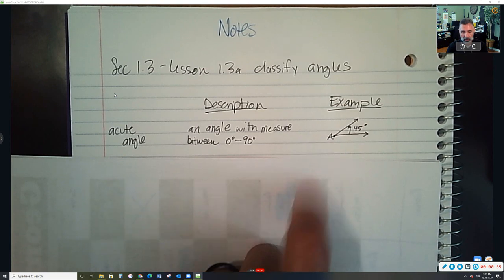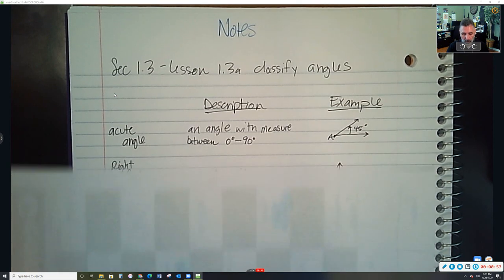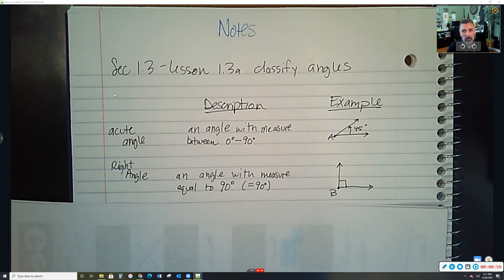Okay. That's pretty straightforward. If you look at the next one, we have a right angle, and that's an angle with measure equal to 90 degrees. And you could think of that one as being L-shaped. Anything that's L-shaped is 90 degrees. And if it's smaller than that, that would be acute, like what we just said, acute, 90.